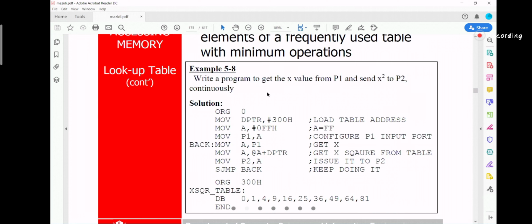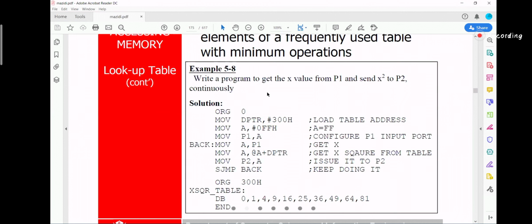Suppose you're entering 2, and the answer you should get is the square of 2, that is 4. Suppose you're entering 3, the value you should get is the square of 3, 9.